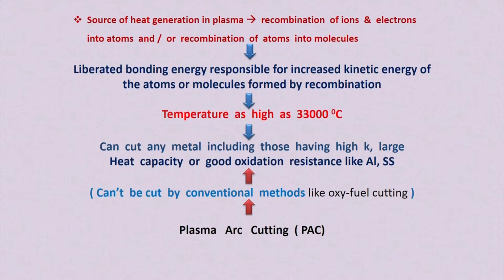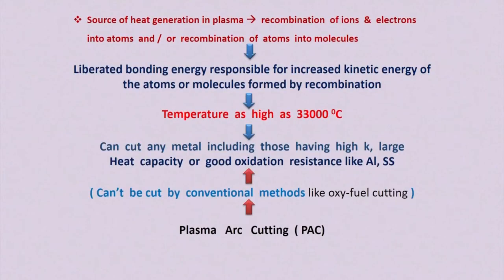The temperature generated is around 33,000 degrees centigrade. That's why the temperature rises up to this 33,000 degrees centigrade. Because of this huge amount of heat, it can be used for any kind of cutting purpose, which is not possible by oxyfuel gas cutting. So thick material can be cut by the plasma cutting process.